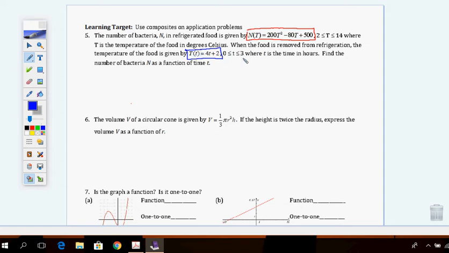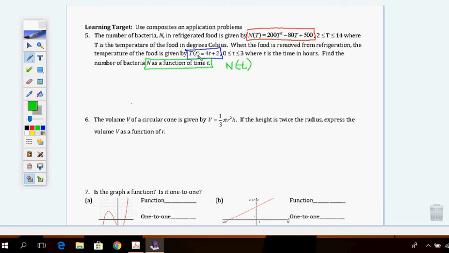So again, here's the restriction of the time. We're only looking between 0 and 3 hours, but you don't have to worry about that in your problem. The final thing is that we want to find the number of bacteria as a function of just time. So I want n of lowercase t.